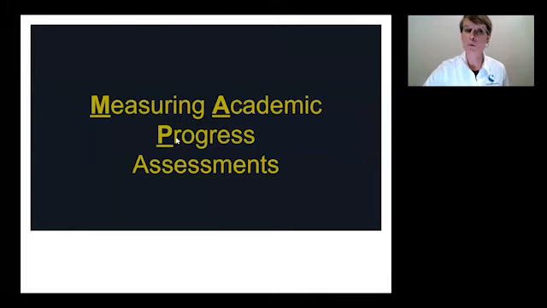MAP stands for Measuring Academic Progress. MAP assessments are developed by educators and researchers at NWEA, which is Northwest Evaluation Association. It's a not-for-profit organization that is utilized by over 3,500 different types of organizations worldwide.